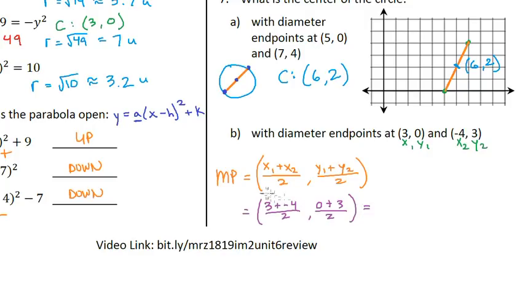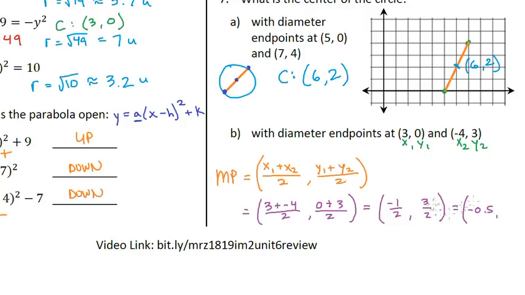Alright, let's simplify this. 3 plus negative 4 is just 3 minus 4, and that means we're at negative 1 over 2, and 0 plus 3 is 3, so that's 3 over 2, and I'll tell you right now, that is an acceptable answer. Now, for some reason, this is a multiple choice, and these fractions have been converted to decimals. You can go ahead and just plug those in your calculator. Negative 1 divided by 2 is negative 0.5.